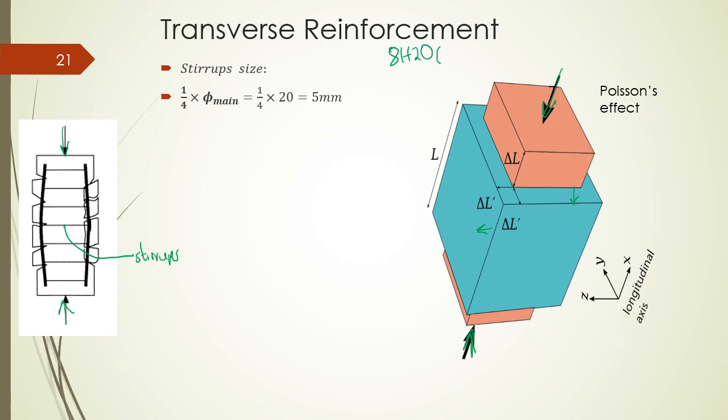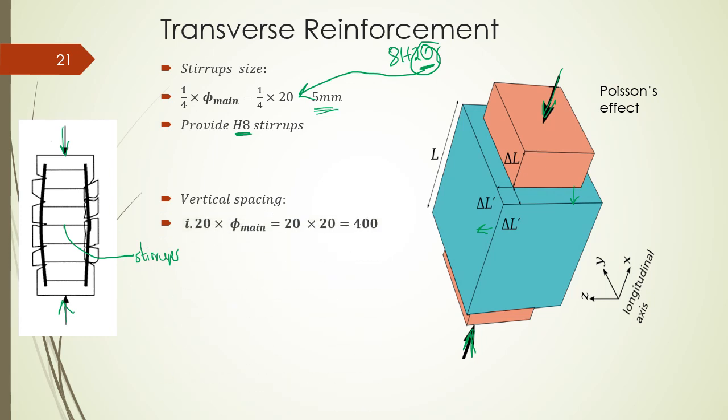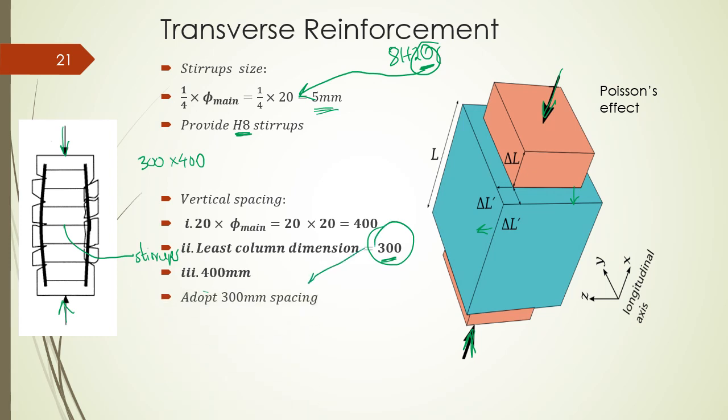So if we go with 8H20, then to get the stirrup size, we'll go with a quarter times the main bar diameter, which was 20, to get 5 millimeters. However, for the steel available in Kenya, for example, the smallest diameter you could have is 8. So you have H8 stirrups. For the vertical spacing, there are 3 conditions provided to you in the code. You could have 20 times the main bar diameter. You could select the least column dimension, since we had a 300 by 400 cross section, that is 300, or we just pick 400. So from these 3 conditions, you pick the lowest, which happens to be 300. So you adopt a 300 spacing, so provide H8 at 300.